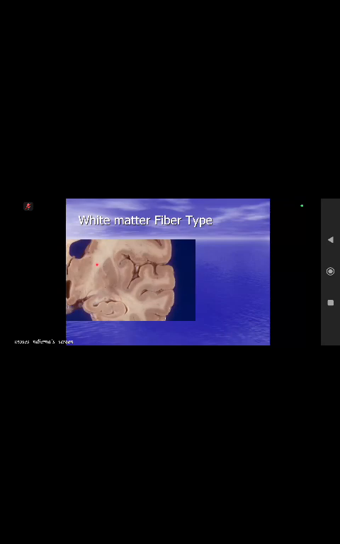The other fibers are projection fibers. These projection fibers could be originating from the ganglia, for example, the basal ganglia, nigrostriate fibers, for example, from the substantia nigra. So these fibers project to the gray matter on the cortical part. So those we refer to as projection fibers.